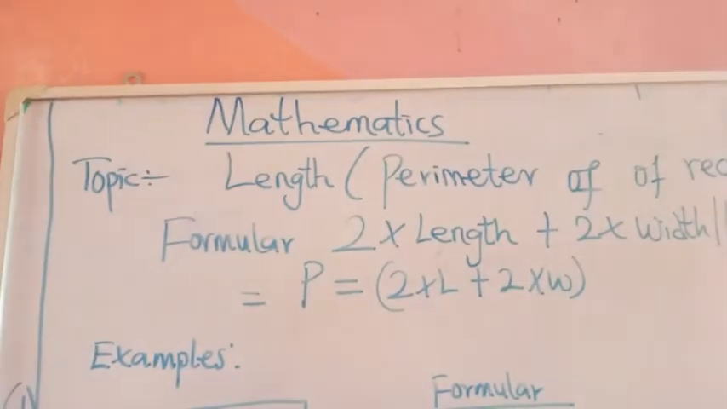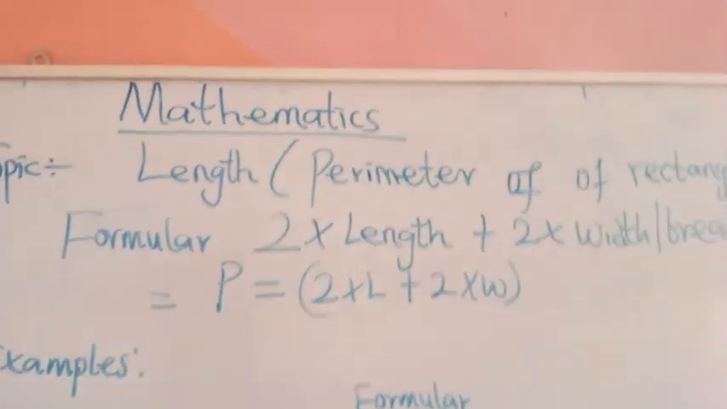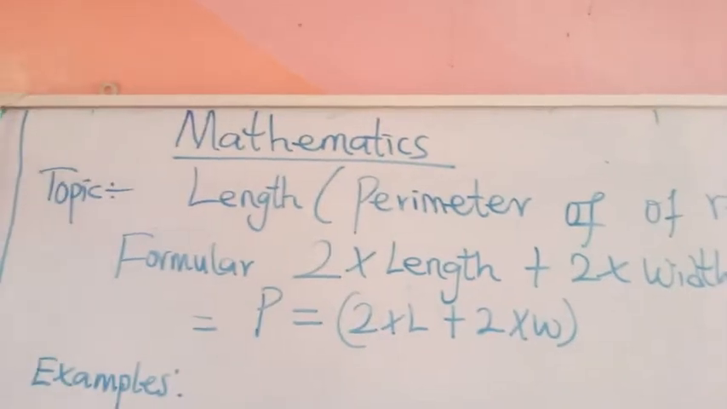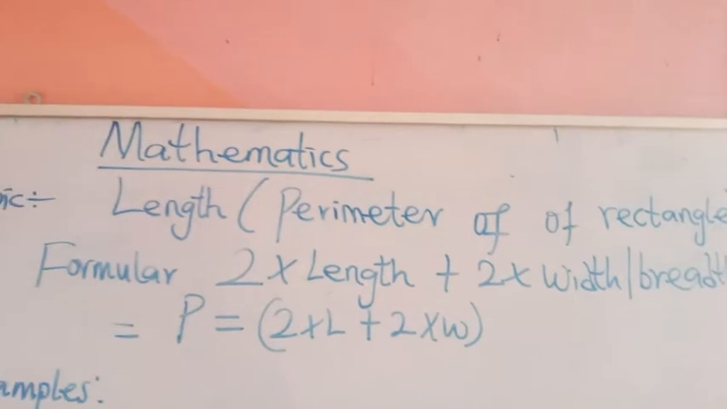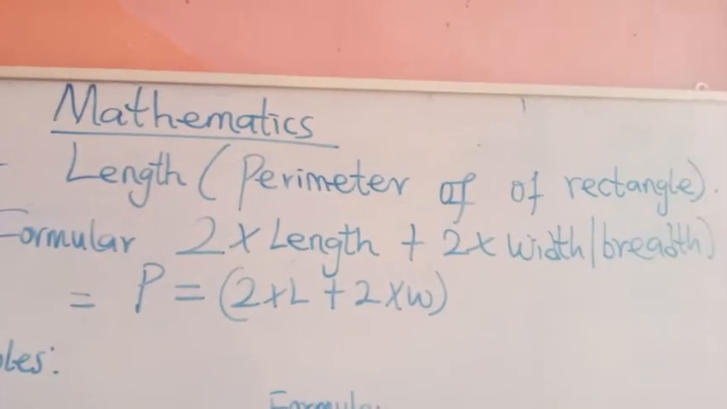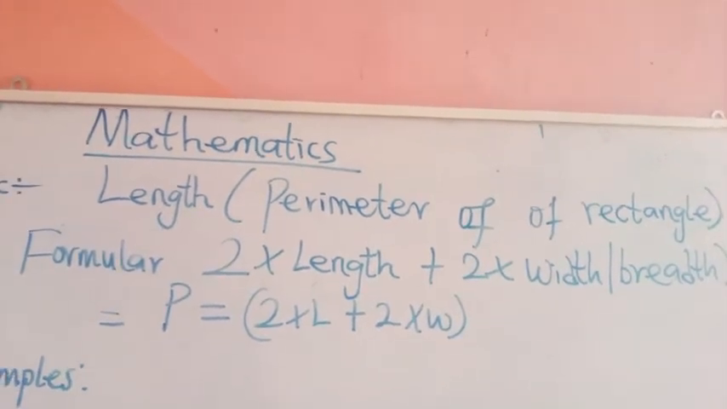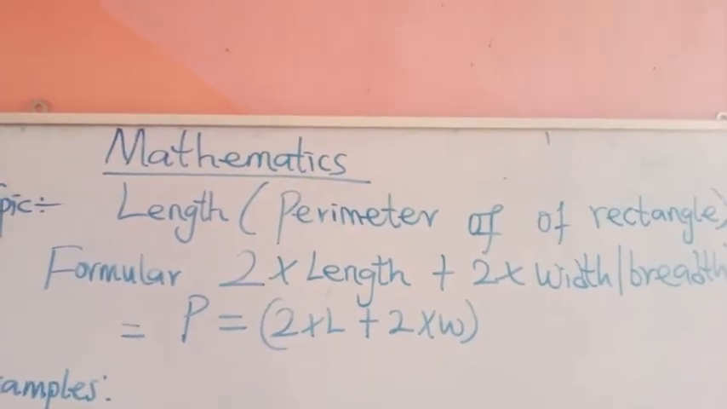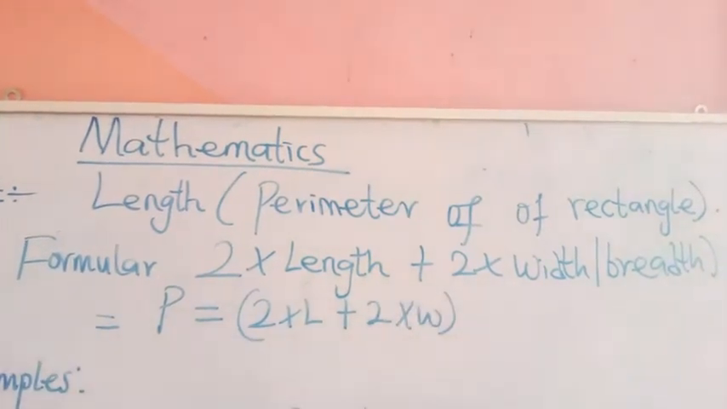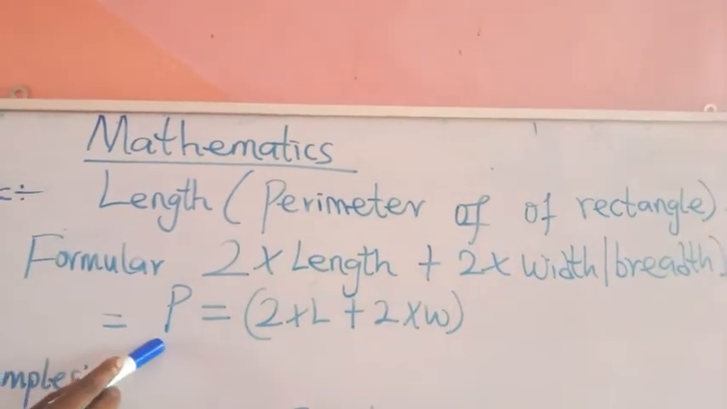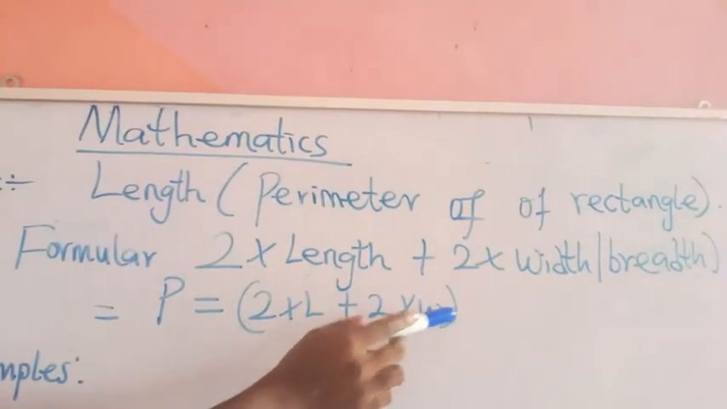On our mathematics today, we are still on length, perimeter of a rectangle. Children, say it, perimeter of a rectangle. And this is our formula. The formula for finding the perimeter of a rectangle says 2 times length plus 2 times width or breadth. Let's say it together. 2 times length plus 2 times width or breadth. This is what P stands for. Perimeter is equal to 2 times length plus 2 times width or breadth.